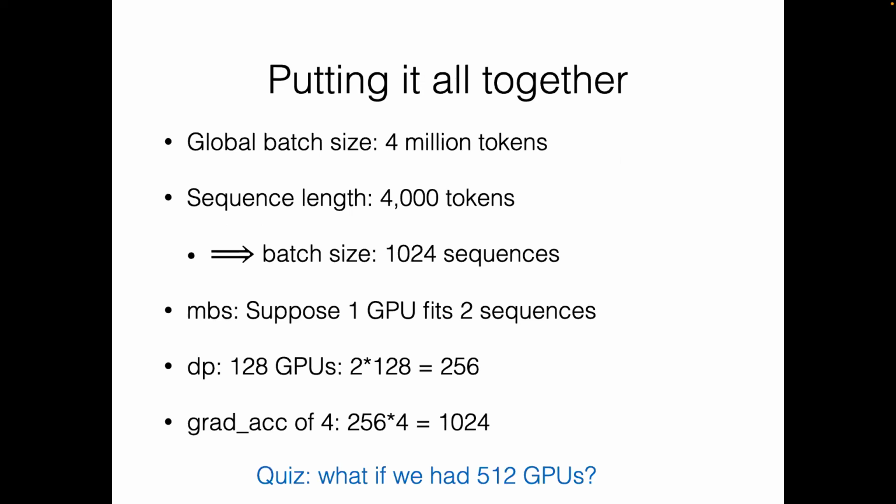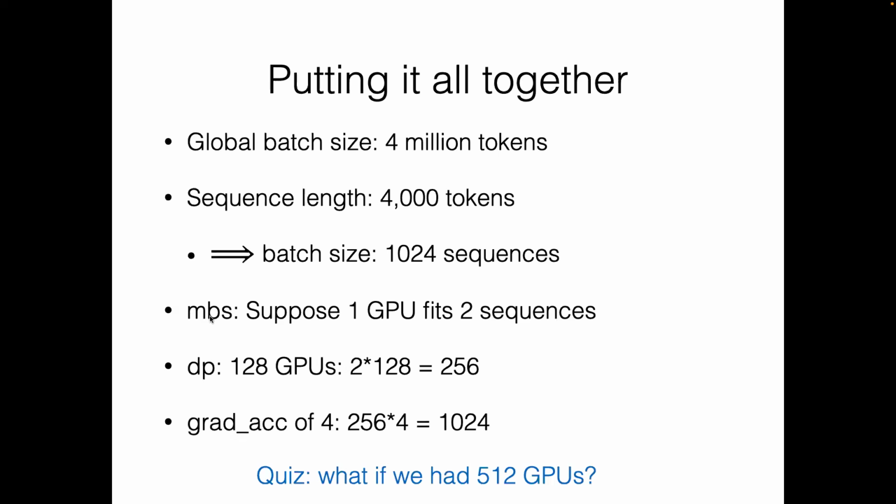Okay, and then here's just a concrete example. Let's say our goal is to get a batch size of 4 million tokens, and our sequence length is 4,000 tokens. Then that means the batch dimension will be 1024 sequences. Now let's say that our GPU only fits 2 sequences, then that forces us to use a micro batch size of, I guess, either 1 or 2.